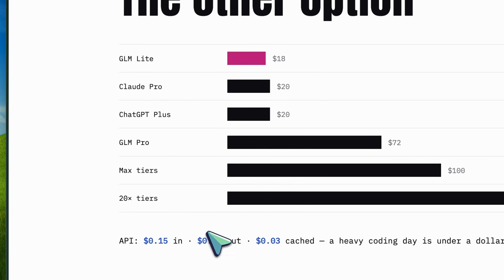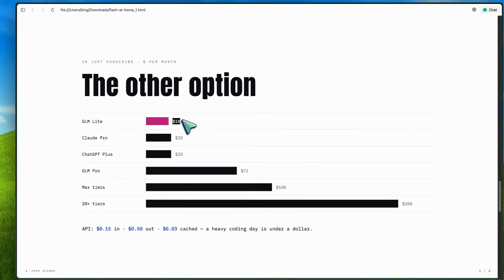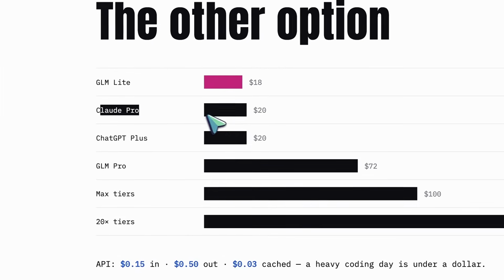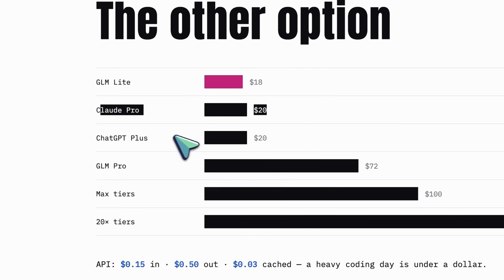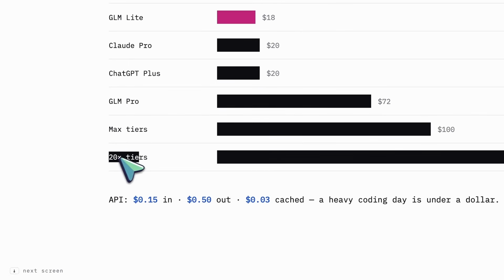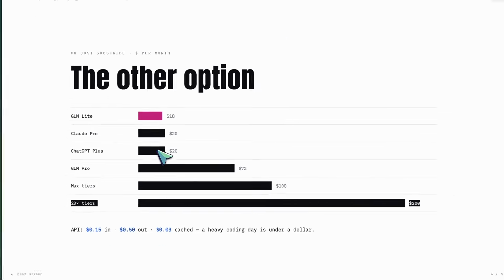Then there's the GLM coding plan. The light plan is $18 a month, or about $12.60 a month if you pay yearly, and gives you roughly 80 prompts per 5-hour window in tools like Claude Code, Cline, and RooCode. Pro is $72 and Max is $160. And for context, the Western competition, Claude Pro and ChatGPT Plus are both $20 a month. The 5X tiers are around $100, and the 20X tiers are $200. So GLM Lite undercuts Claude Pro and ChatGPT Plus while serving a model family that's genuinely competitive at coding, which is pretty good for sure.